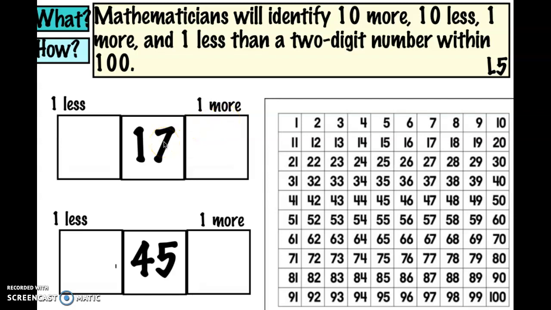So our number is 17. We can easily find it on our number grid. You see it? So if I was to ask you 1 less, we can go to the number on the left. 1 more is the number to the right. Or we can say 1 less, you count backwards 1, right? And 1 more, we're going to count forward 1. So looking at number 17, 1 less is what? 16. 17 again, 1 more will be 18.